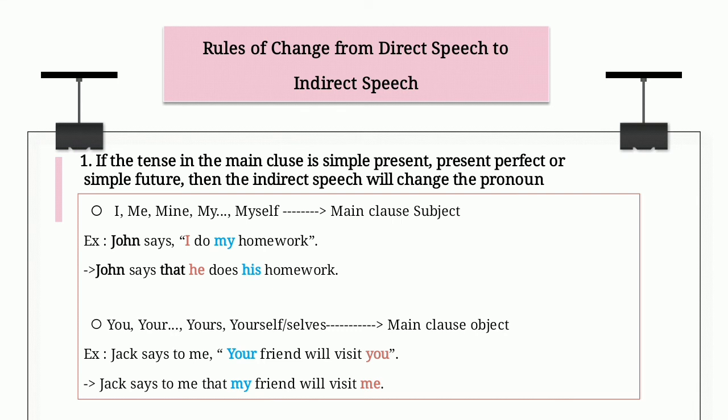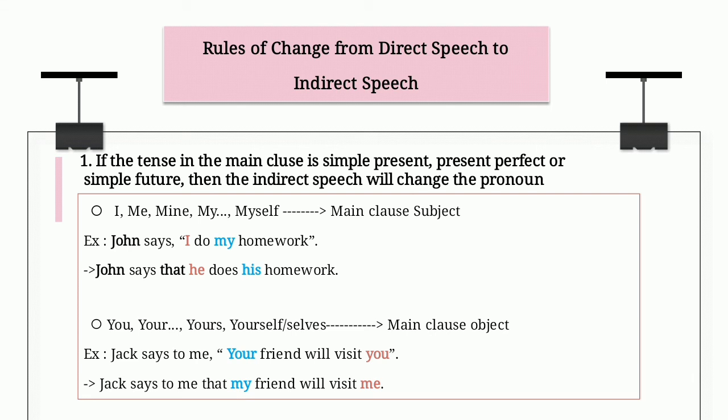Next are the rules of change from direct speech to indirect speech. First, if the tense in the main clause is simple present, present perfect, or simple future, then the indirect speech will change the pronoun. For example, I, me, mine, my, myself is the main clause subject.